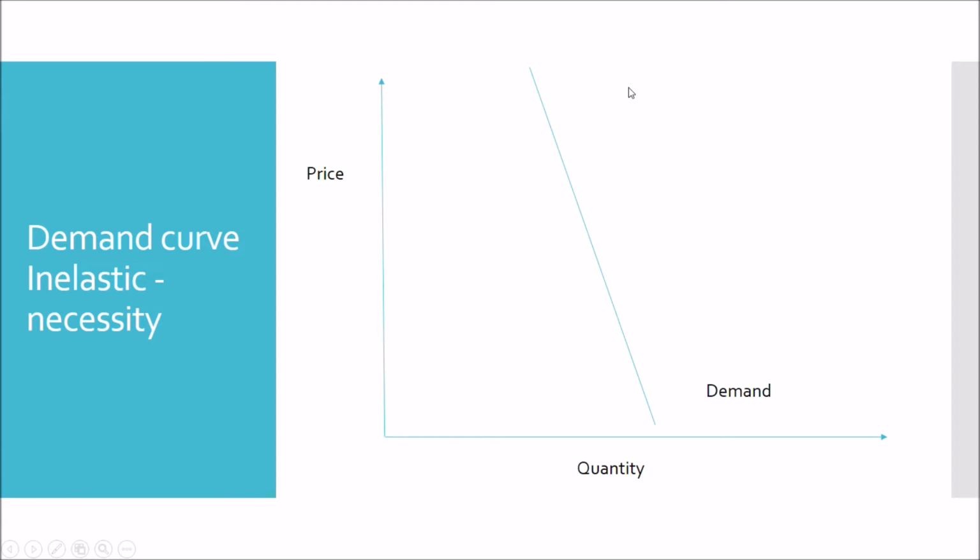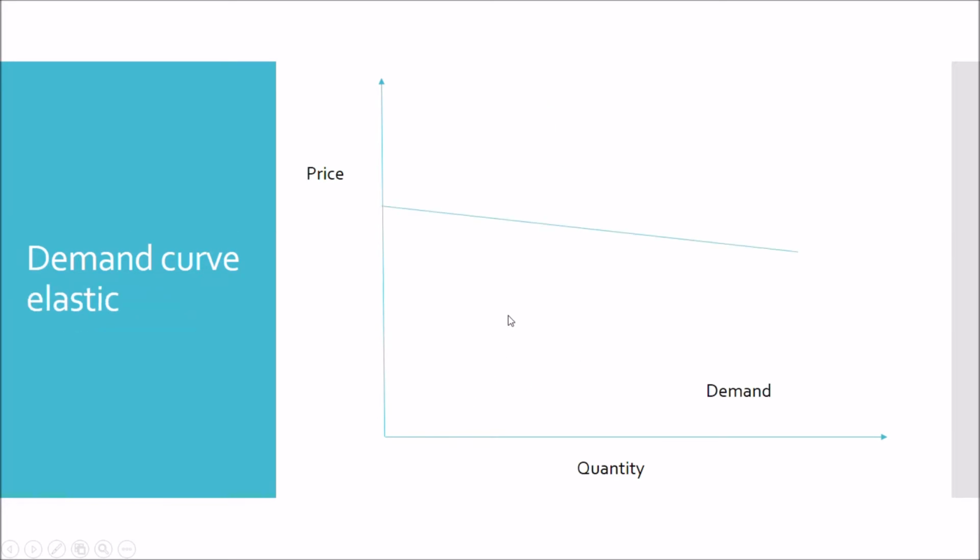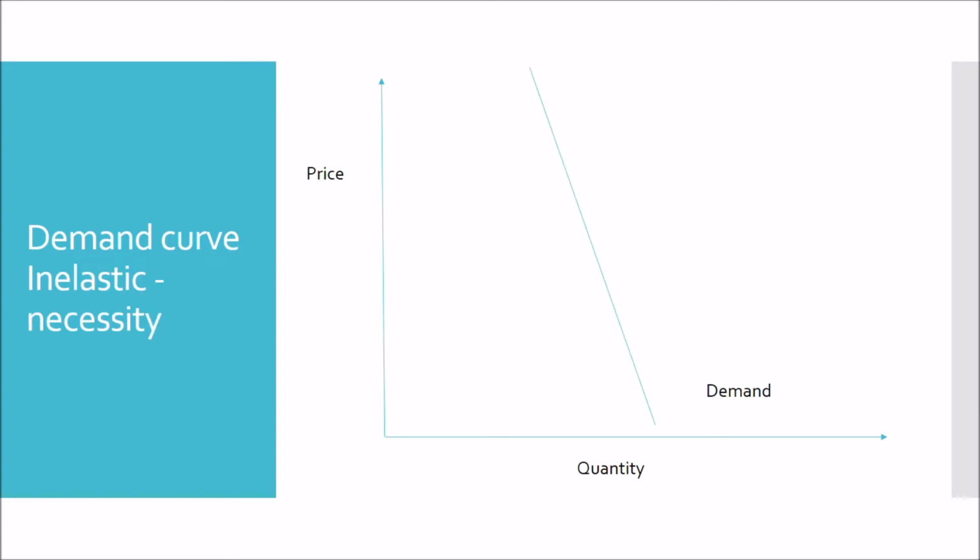But this is a necessity, and what we basically do is we have to have a certain amount of it, or we're just going to have none of it. And so this is a very steep demand curve. It's an inelastic one, and then if it's a very flat demand curve, the amount that we demand is very much dependent upon the price that we charge, and then it's elastic. So inelastic, the amount of demand is not really dependent that much upon price.